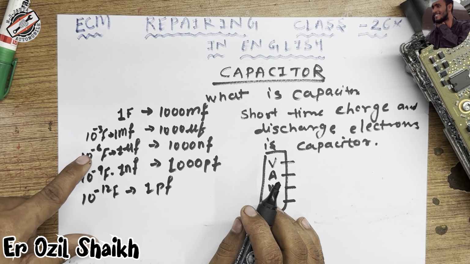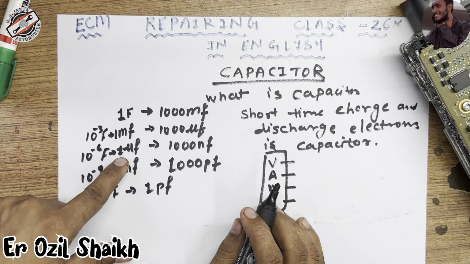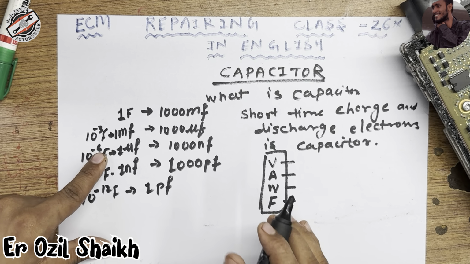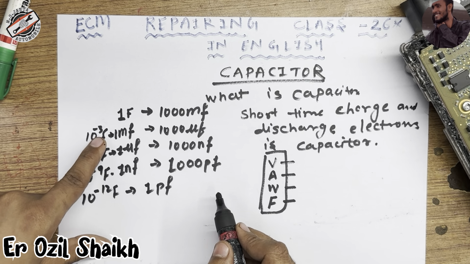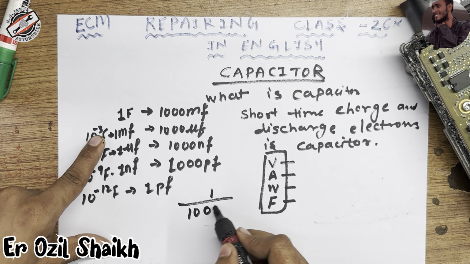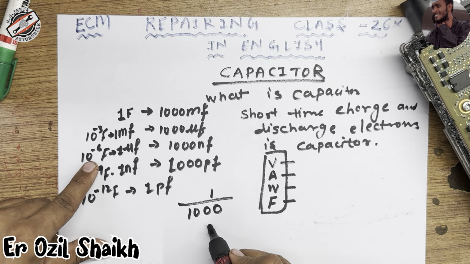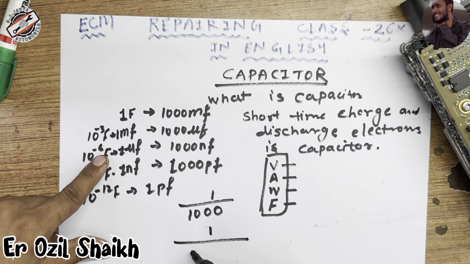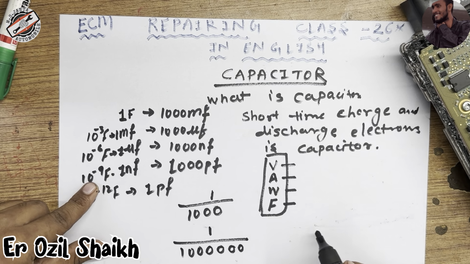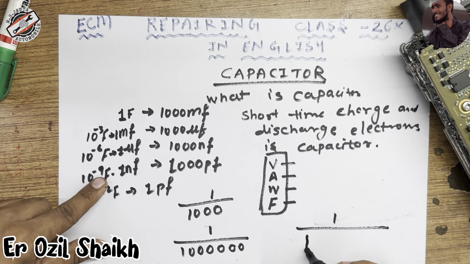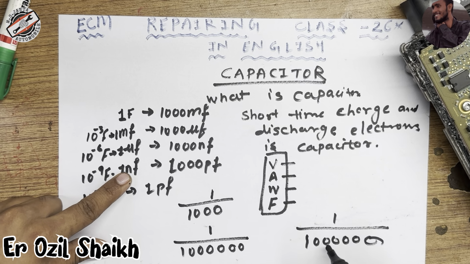1 farad is equal to 10⁻⁶, what does it mean? First I told you that 1 millifarad means 10⁻³, which means 1 upon 1,000, like that. Same as 1 upon 6 zeros, 1, 2, 3, 4, 5, 6. And here, 1 upon 9 zeros, 1, 2, 3, 4, 5, 6, 7. If you have 1 nanofarad, you have to convert.